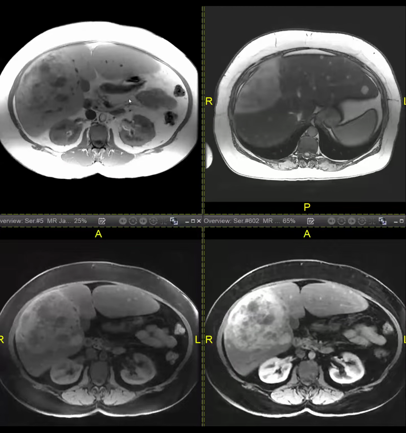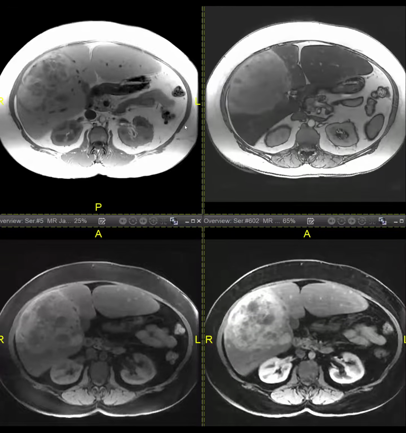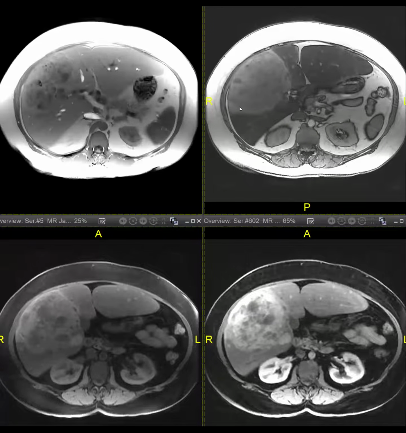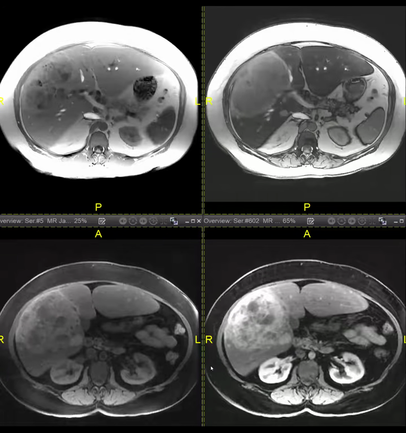Does the big one have fat in it? I feel like it has areas that are dropping out. It does not. Oh, okay.